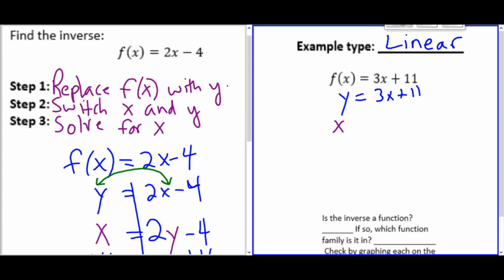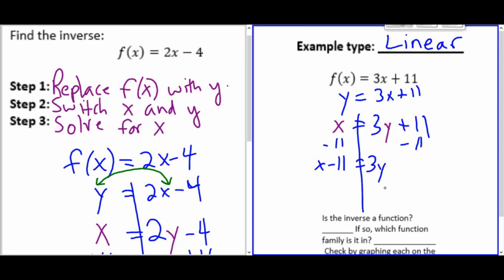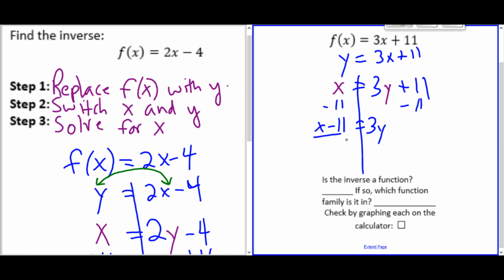So I'm going to say x equals 3y plus 11. So all I'm literally doing is just switching my x and my y. And then we're going to solve this for y. So subtract 11. So I get x minus 11 equals 3y. Then divide both sides by 3 to get y by itself.